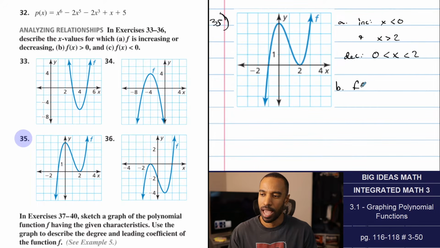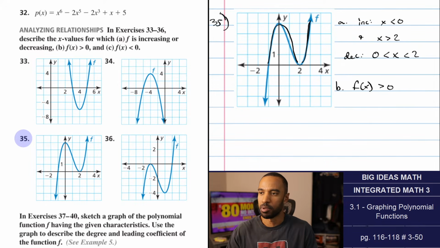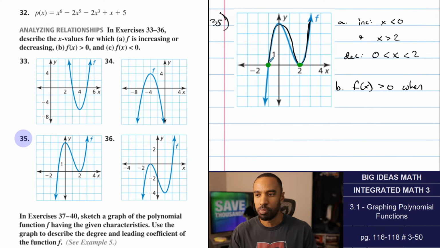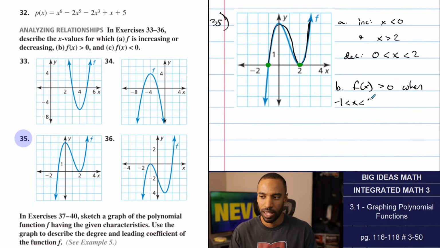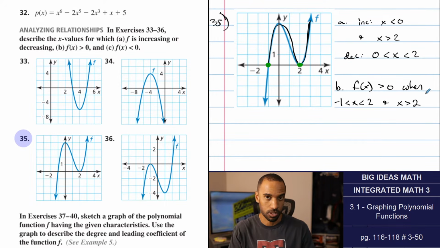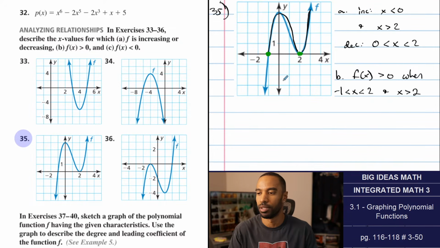So part B, f of x is greater than 0 where? We're greater than 0 right here and right here. Now, keep in mind, we are not greater than 0 at the x-intercepts. We're at 0 here, we're at 0 here. Got to be very careful with that too. We are not greater than 0 at x equals 2. So f of x is greater than 0 when x is between -1 and 2 and when x is greater than 2, not when x equals 2. That is a 0. That is not a positive part of your interval.